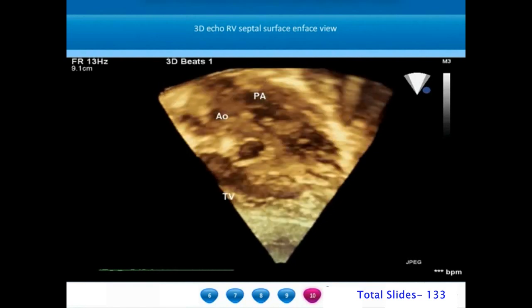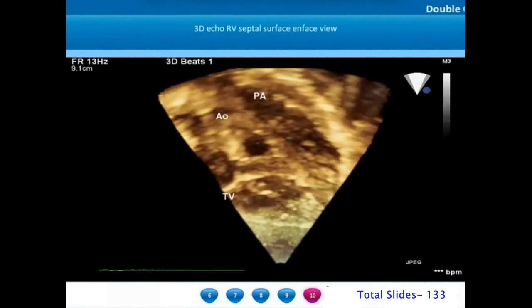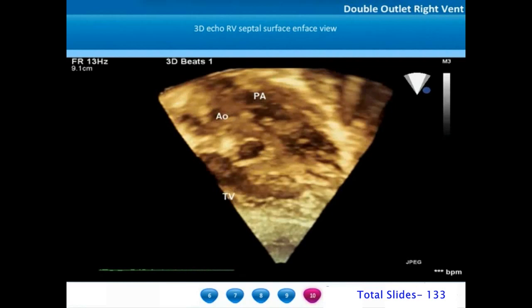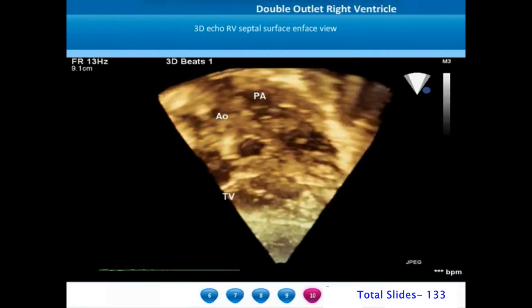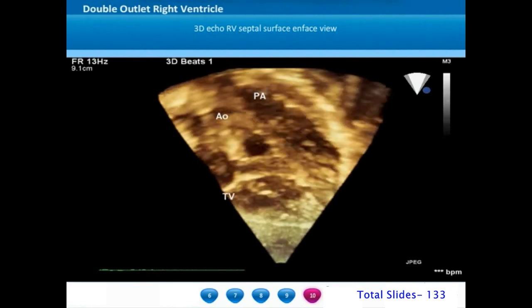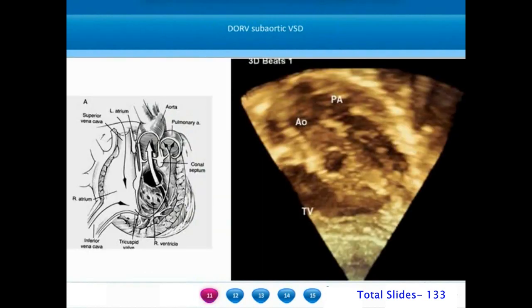You can appreciate both the great arteries, aorta and the pulmonary artery, with the valvar structures. The aortic valve and the pulmonary valves are seen clearly. The ventricular septal defect is clearly located in close relation to the aortic valve, immediately below the aortic valve. On a still frame, we can appreciate that the right ventricular septal surface is showing the thick septal band.